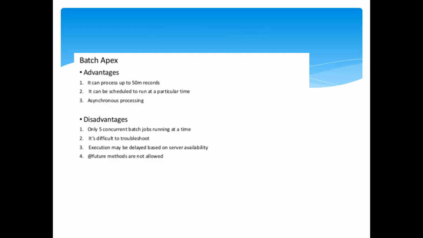So let's look at the batch Apex, up to 50 million records. What are the advantages? It can be scheduled to run, and can do asynchronous processing, but there are some limits. Only 5 concurrent jobs can be running at a time. It's difficult to troubleshoot because it's running asynchronously on large jobs. And execution may be delayed based on server availability. Asynchronous jobs wait for resources to be available. If a lot of work is happening in the front end or due to other general processing, resources may not be available, so execution may get delayed.